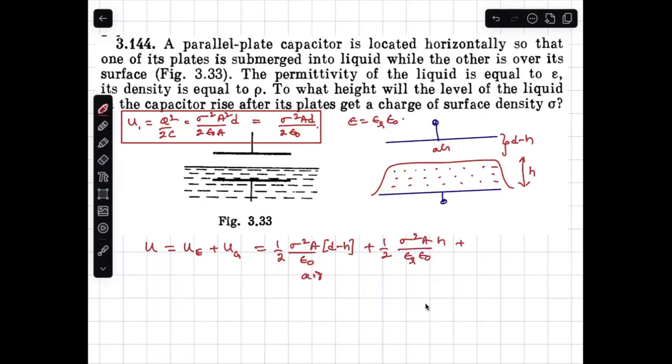Plus potential energy. See, if mgh by 2 is the potential energy, mass can be written as area, height, density, g, h by 2. Yes or no? Just please confirm that.